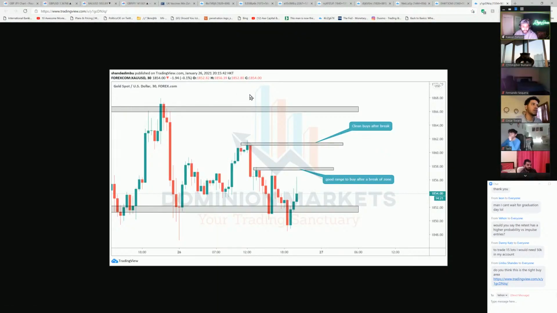Let's take a look over here. This is a gold 30-minute chart. Buys above this area or buys above this area. Yeah, I think this is pretty good over here. 1857. Buys above 1857 because you've got a clean candle here to the left-hand side over there.